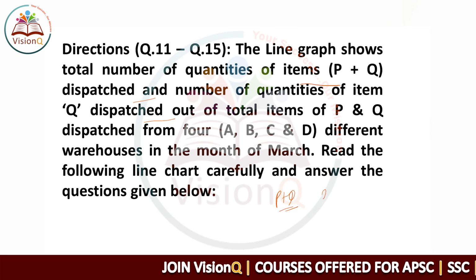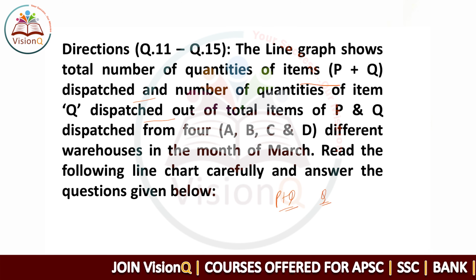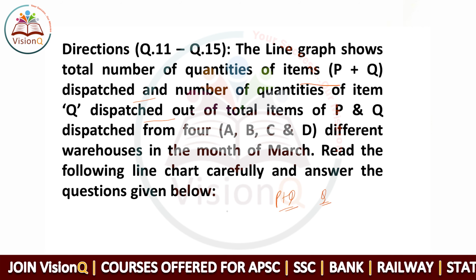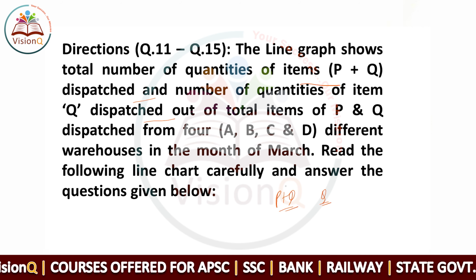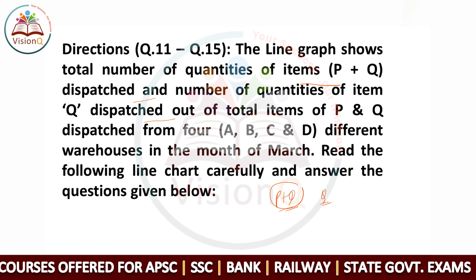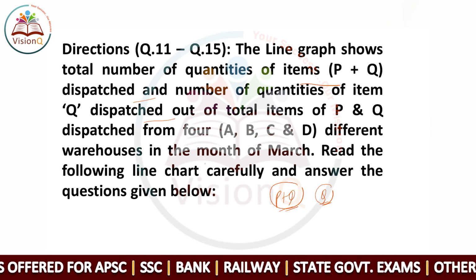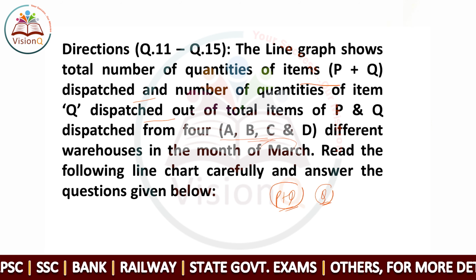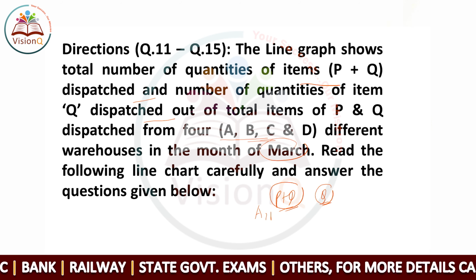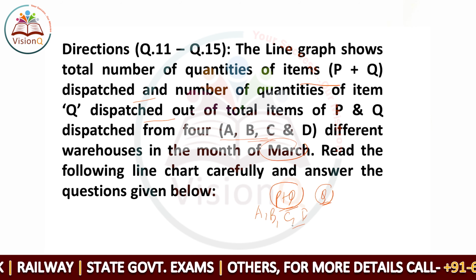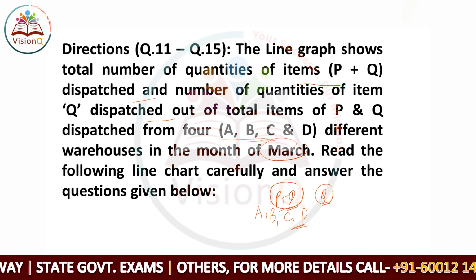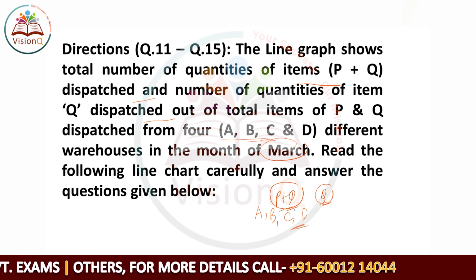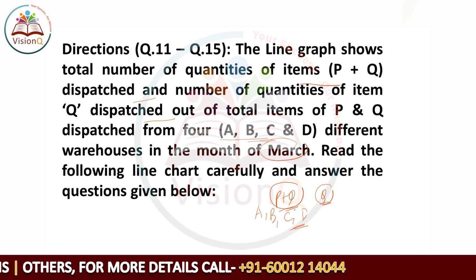In one line it is given about only Q dispatched. Out of total items P and Q dispatched, P plus Q and Q value is given in the four warehouses A, B, C and D in the month of March. So I have to find out the values from this line graph and then only I can answer the questions based on this information. So let us see the data given here.